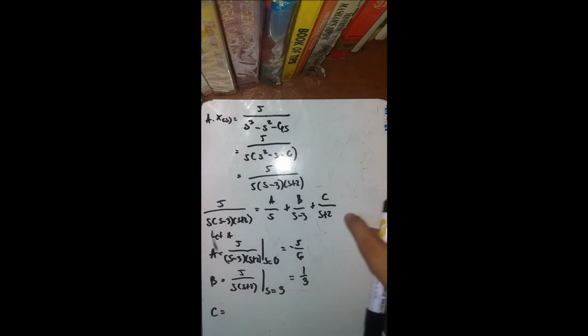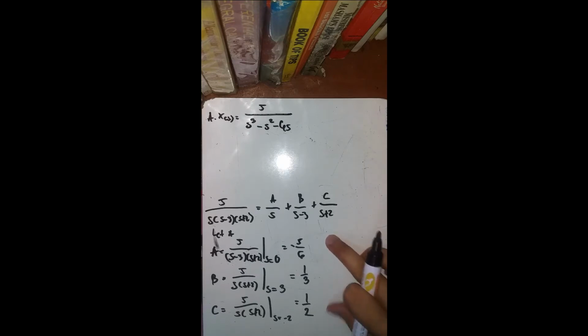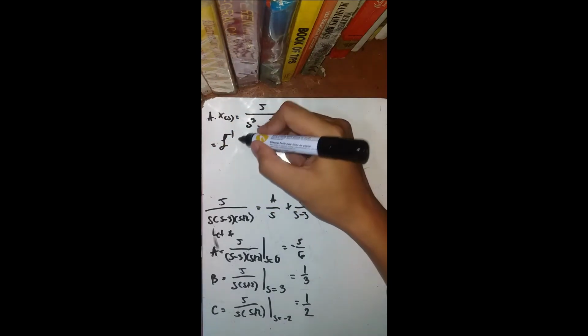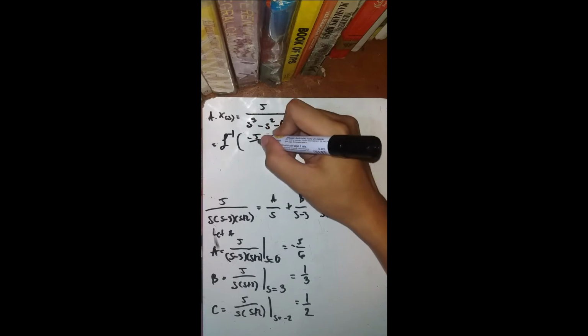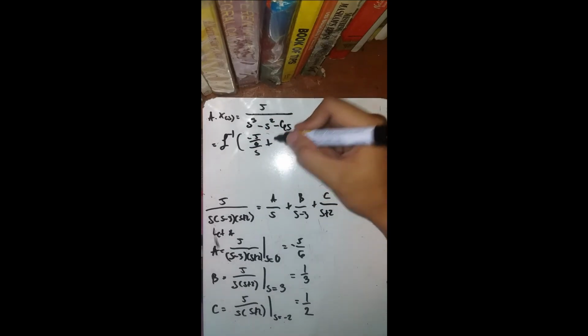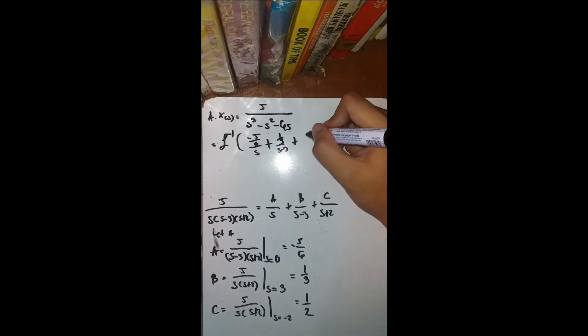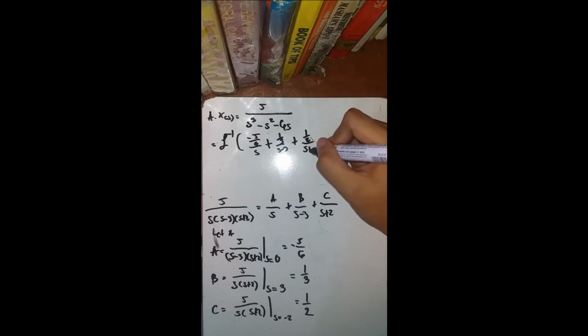Lastly, on your C, we took out the s plus 2. What's left is 5 over s times s plus 2, where s is equal to negative 2. So this is equal to 1/2. Now based on the values here, we just plug them in. So you have the inverse Laplace of A, negative 5 over 6 over s, plus B, 1/3 over s minus 3, plus 1/2 all over s plus 2.